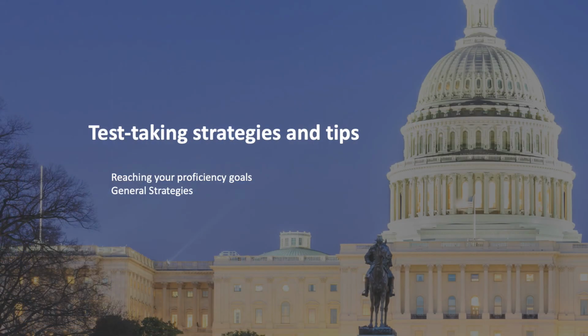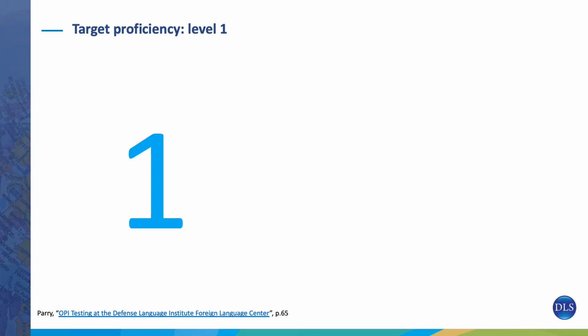And now let's get to the particularly interesting stuff, test-taking strategies and tips. We'll talk about reaching your specific proficiency goals and then general test-taking strategies. So if your target proficiency is a level 1, here are some tips for you. The first tip is to pay attention to your text type. And this is something that the tester will be specifically looking for.